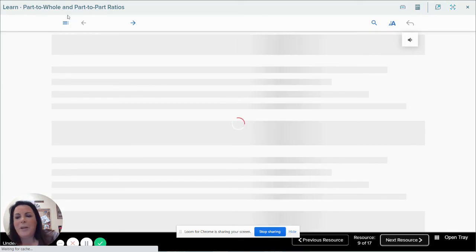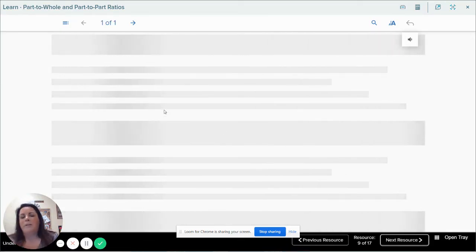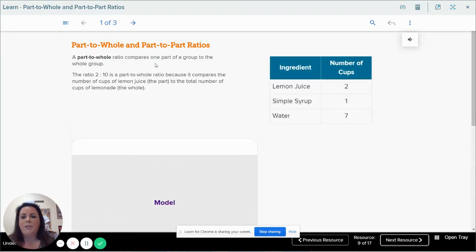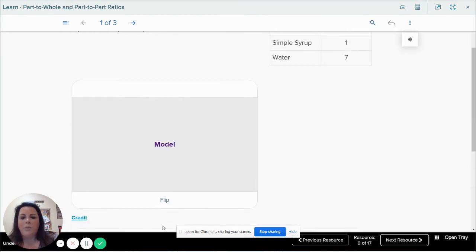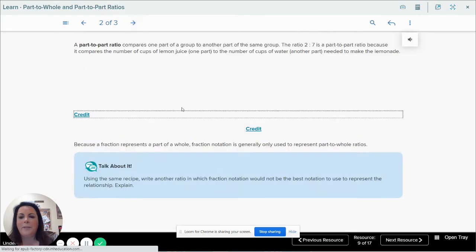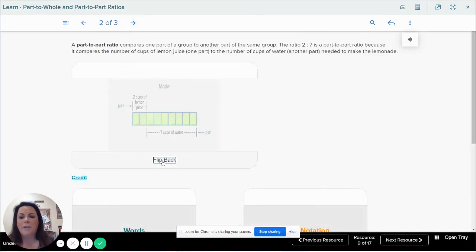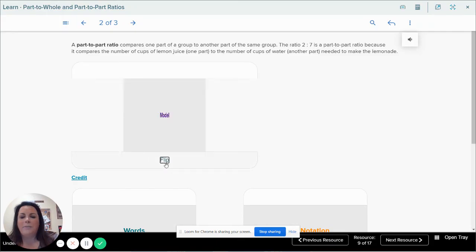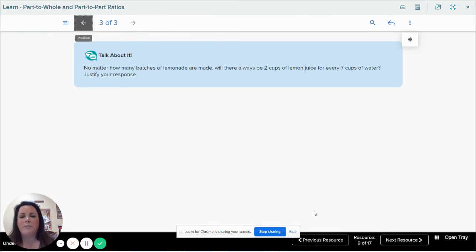Sorry, there we go. So now we talked about part to whole and part to part ratios. Remember, when we're doing part to whole, it's when a ratio compares one part of the group to the whole group. So that's where we used our lemonade situation. This is the lemon juice. This would be the total amount of lemonade. Part to part is when we compare the amount of lemon juice to what's not lemon juice, right? 7 cups of water, right, in this situation. So we would have the ratio of 2 to 7.